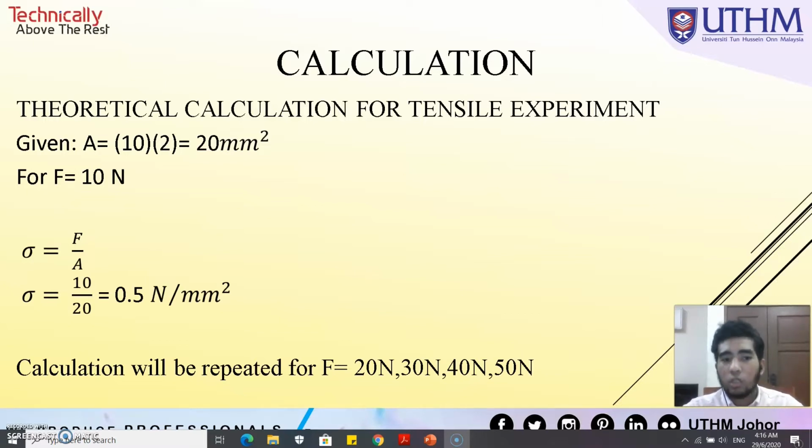Today I will present regarding our calculation. For the first calculation, which is the theoretical calculation for the tensile experiment, it was given that the area is 20 mm square. For force equal to 10 Newton, we just substitute into this formula for the stress, and we find that the value is 0.5 Newton per mm square. This calculation will be repeated for force 20 Newton, 30 Newton, 40 Newton, and 50 Newton. The calculation is the same.